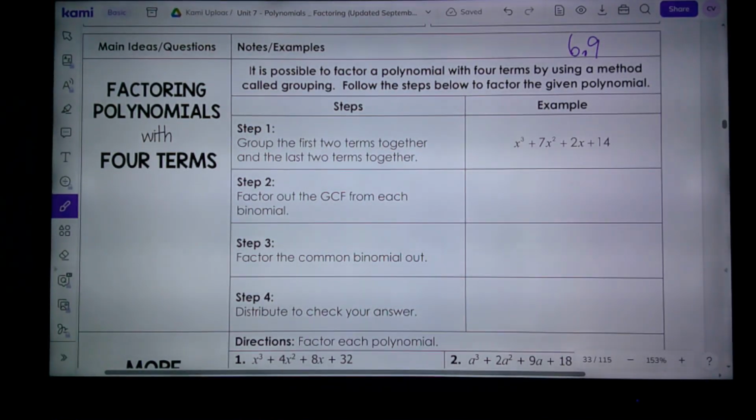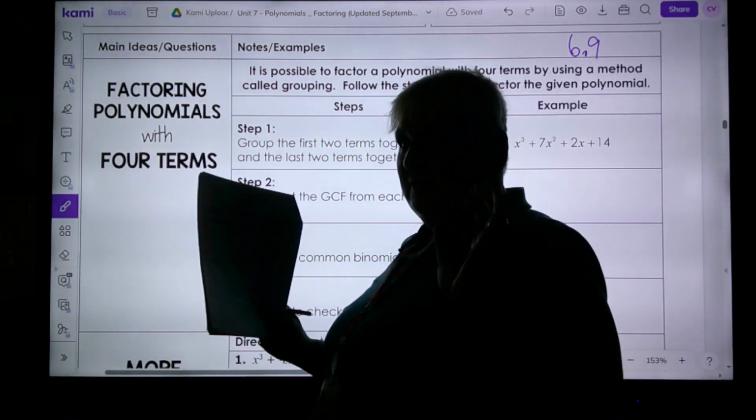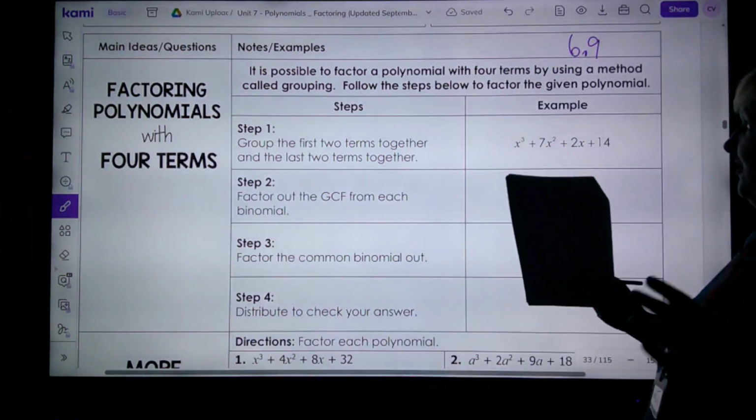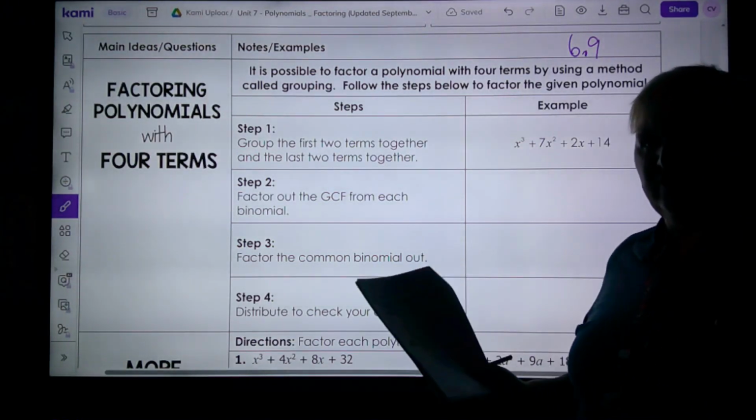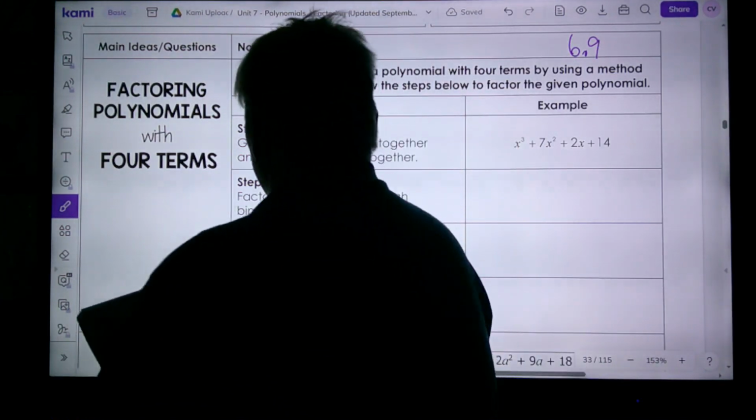Unit 6.9, factoring polynomials with 4 terms. To solve this, you're basically going to group like terms together and then factor them separately. Alright? Let me show you what I mean.